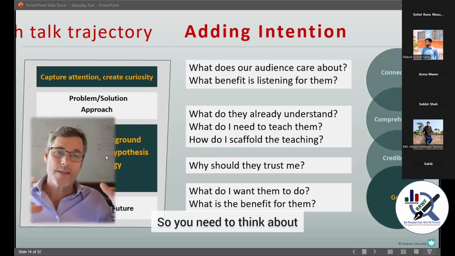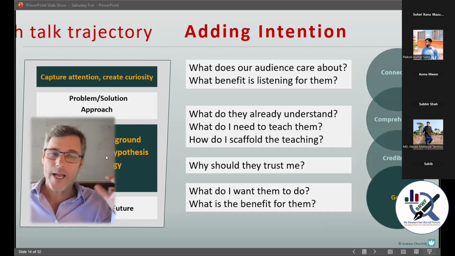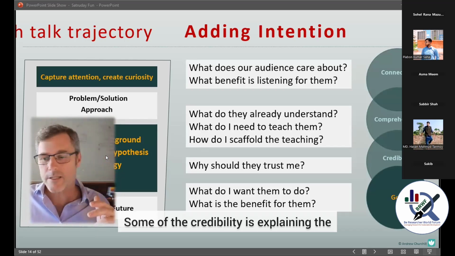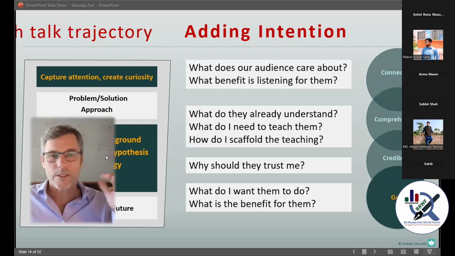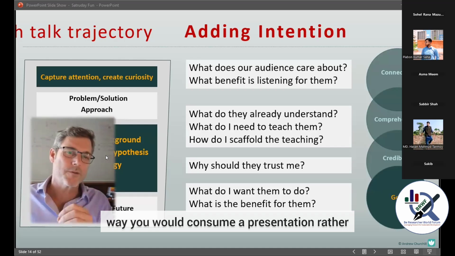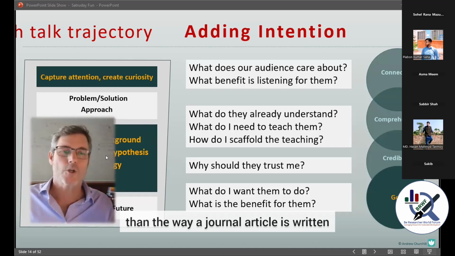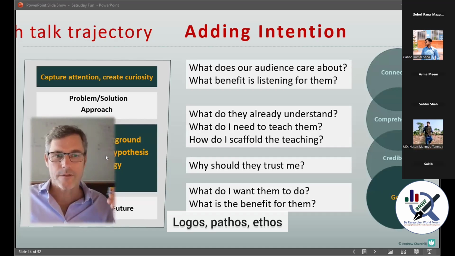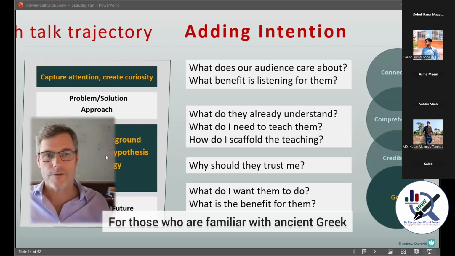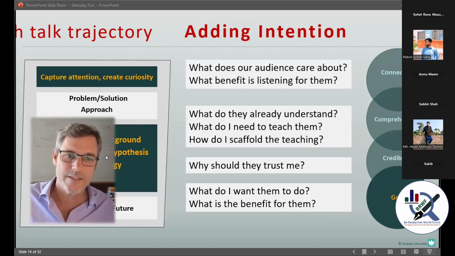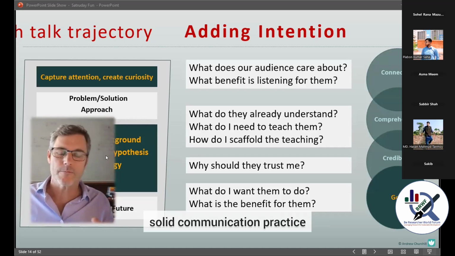So you need to think about that as you go through your talk. How do you build in credibility? One way to build credibility is explaining the logic behind the work, right? The logic of building a presentation the way you would consume a presentation rather than the way a journal article is written, which has a very different purpose. Logos, pathos, ethos. For those who are familiar with ancient Greek, this has been around for a long time. This is not new. This is just good, solid communication practice.